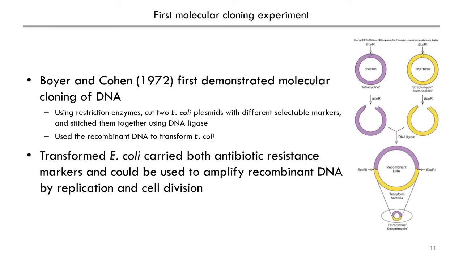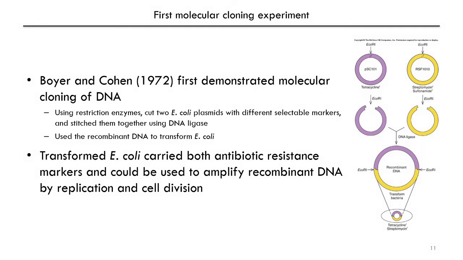Restriction endonucleases and DNA ligase are very useful enzymes in the lab. With these tools, it is possible to cut and paste DNA. The first demonstration of this, shown here in this illustration, was performed by Boyer and Cohen in the 1970s. They took two naturally occurring plasmids in E. coli. Each of these plasmids had resistance to different antibiotics. One of them, pSC101, is resistant to tetracycline, and the other, pRSF1010, is resistant to streptomycin.